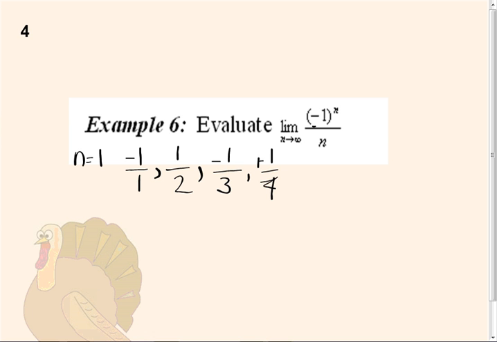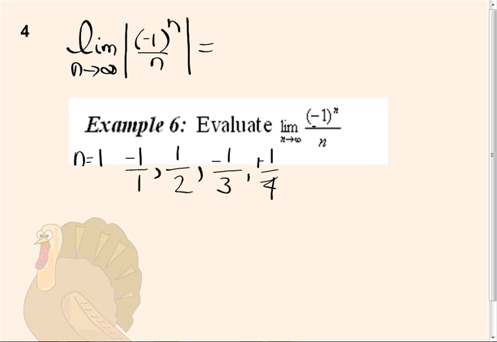Can I try that theorem on this one? Is the limit of the absolute value of this 0? As n goes to infinity, that's equal to the limit as n goes to infinity of 1 over n. There's that theorem. I'm going to do the absolute value. The absolute value, that's just 1 over n. N is always a positive number. This is 0. The theorem says that if the limit of the absolute value is 0, then the limit of this is 0.